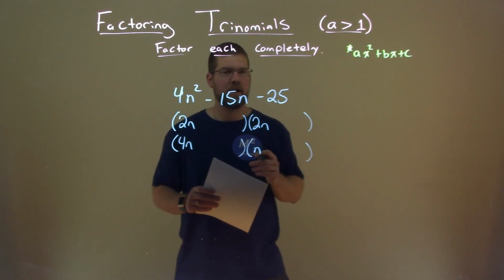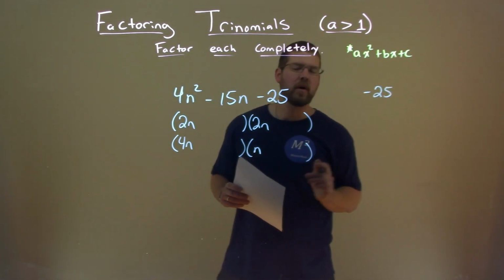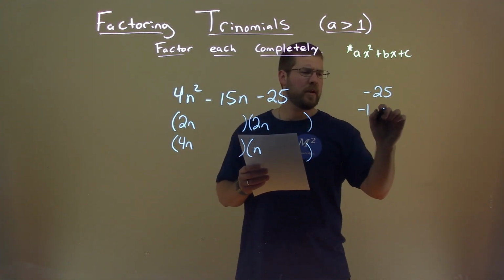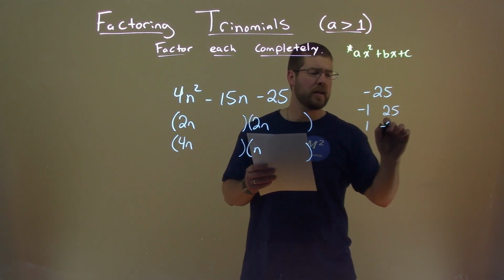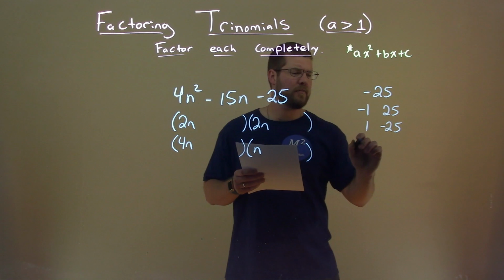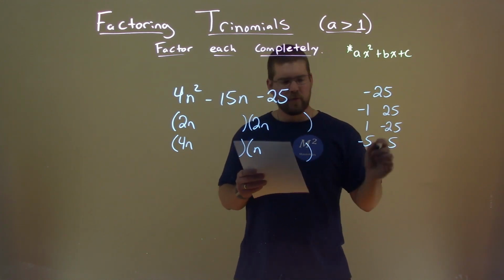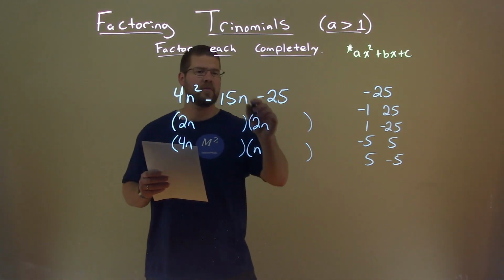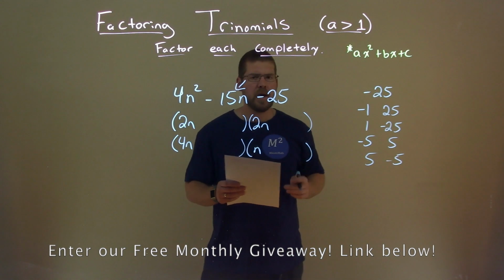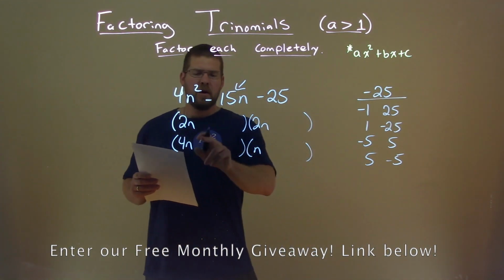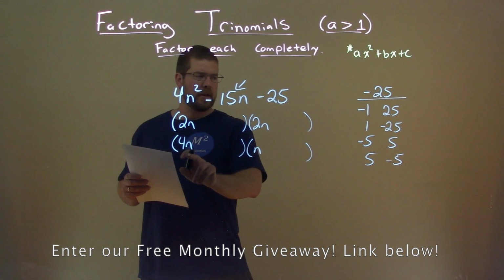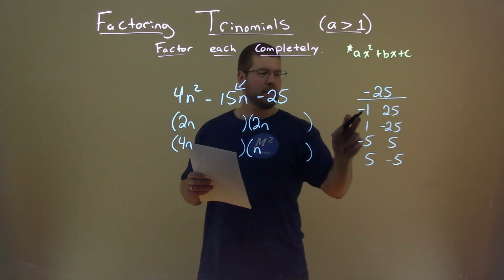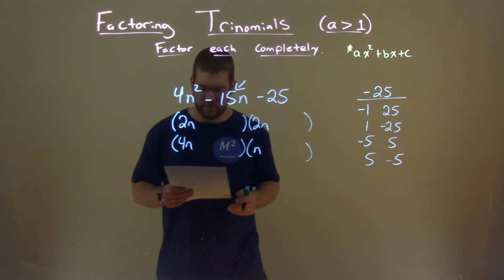So we're going to keep these two base forms in our mind as we move forward. Let's look at negative 25, the C value. What two numbers multiply to be negative 25? Well, that's going to be a negative 1 and a positive 25, or a positive 1 and negative 25. Also, we have negative 5 and positive 5. So now with that information, we'd look at our B value. And we're thinking, okay, which one here, 2n or 4n, times one of these numbers, plus its corresponding 2n or 1n, times the other number, gets us negative 15.